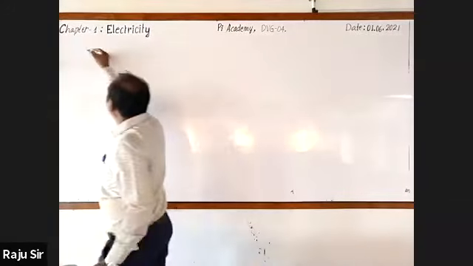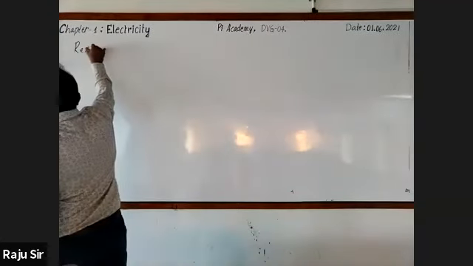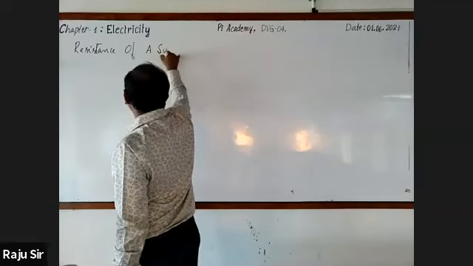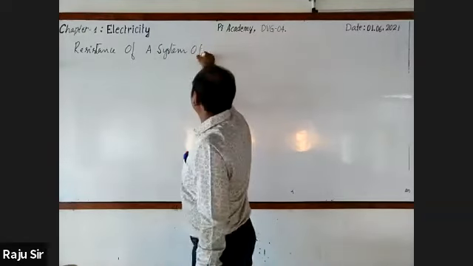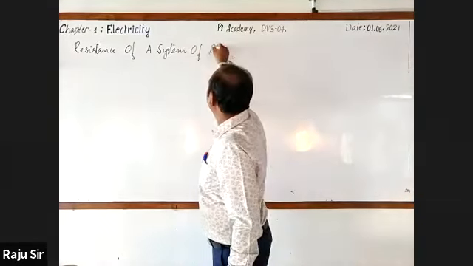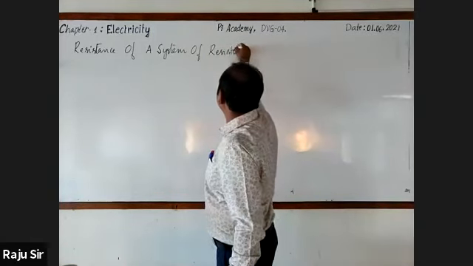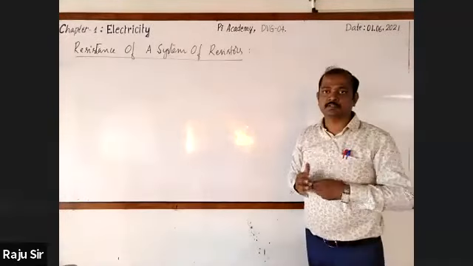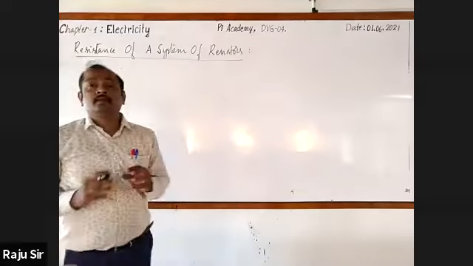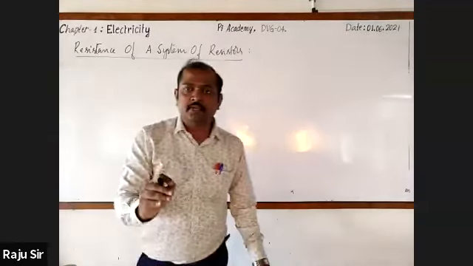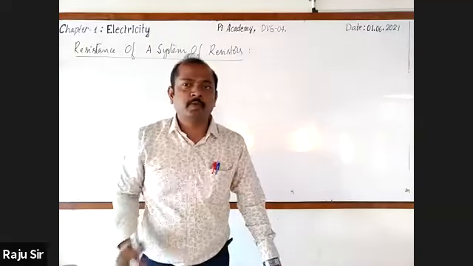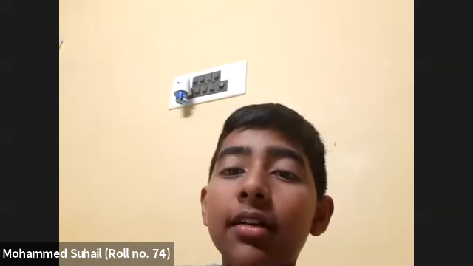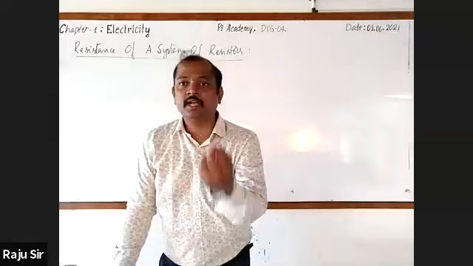Resistance of a system of resistors. This is the heading. So the resistors are to be connected in different ways. For what purpose? To get the desired amount of current. Yes, to obtain the desired amount of electric current.